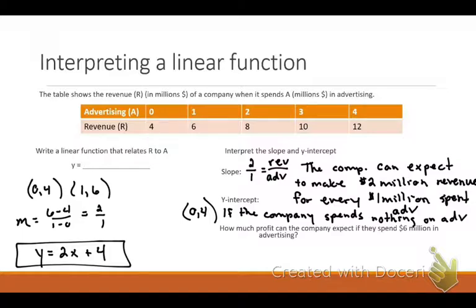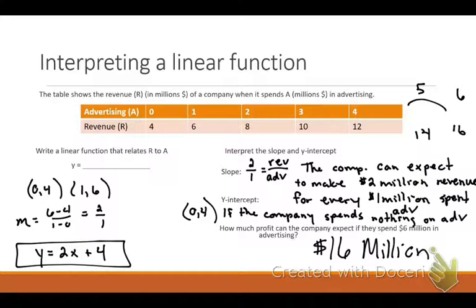So if I were to continue this pattern, I would skip an ordered pair, which is 5 and 14, and then it would be 6 and 16. So this is 16 million that they can expect. So it just basically depends on how much they want to grow.